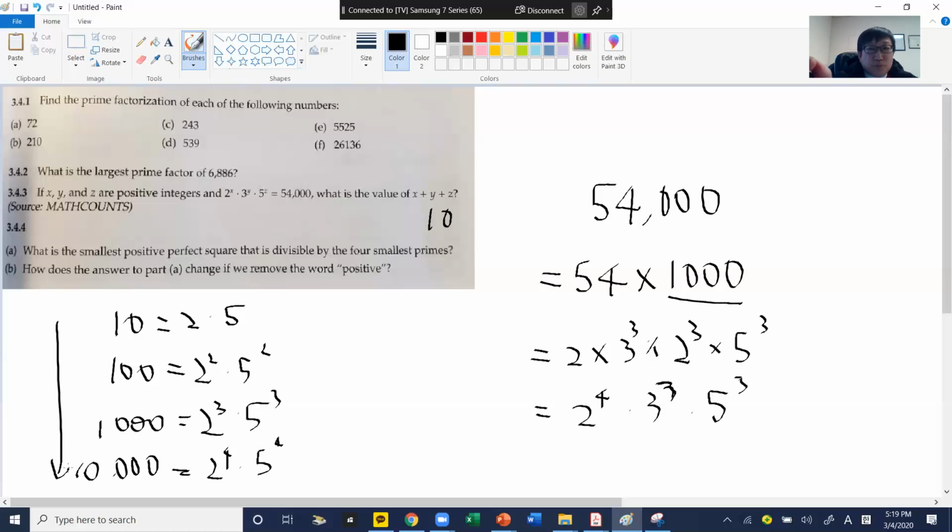I just want to ask you, is one prime? No. Is one composite? No. Wait, is one composite? So usually in school, what is a prime number? A prime number is a positive integer that doesn't have divisors other than one and itself. It's divisible only by one and itself.